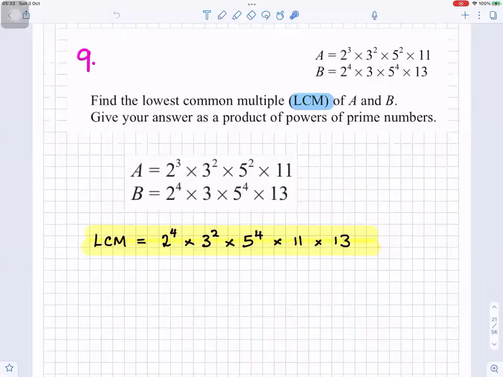So this is how we choose it. Between 2 cubed and 2 to the 4, we take the biggest one, 2 to the 4. Between 3 squared and 3, we take the biggest one, 3 squared. Between 5 squared and 5 to the 4, we take the biggest one, 5 to the 4. And then there's 11 on its own, we put the 11, and then we put the 13.